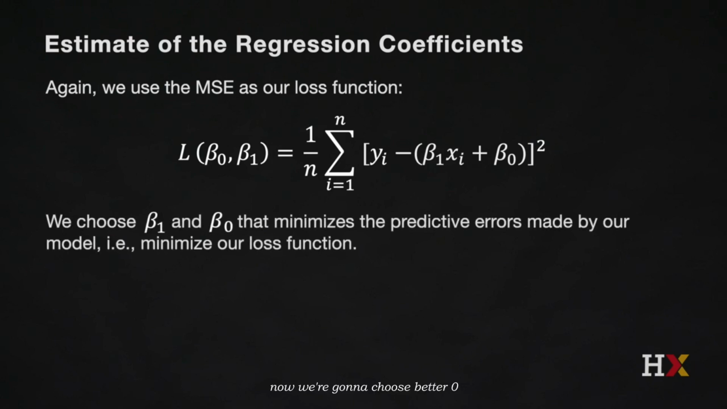Now we're going to choose beta 0 and beta 1 that minimize the predictive errors made by our model, or minimize our loss function. The optimal values of the betas should be the minimum of the loss function with respect to beta 0 and beta 1. Now this procedure, minimizing the loss function with respect to parameters, we call fitting or training the model.